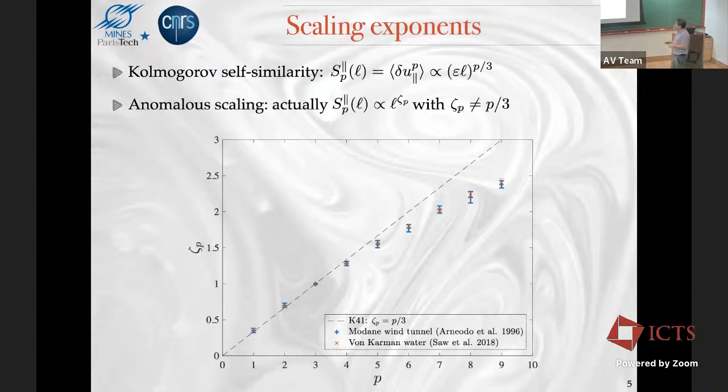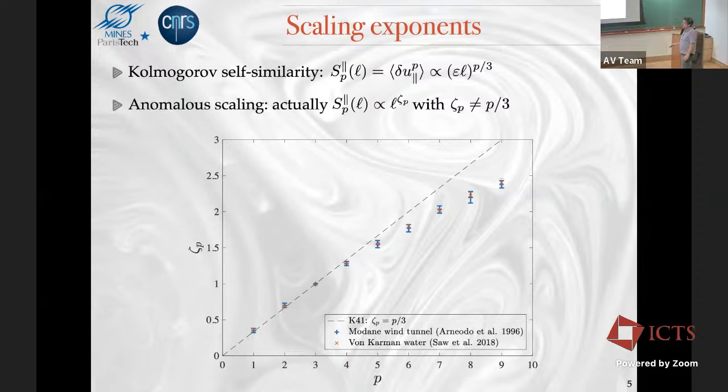So now I'm coming to your question about S2. Let's try to understand a bit what we expect for any moment of the velocity increments. So let's first recast Kolmogorov theory. Kolmogorov theory is telling us that we expect the p-th order structure function to scale like L to the power p over 3. So that's answering your question somehow.